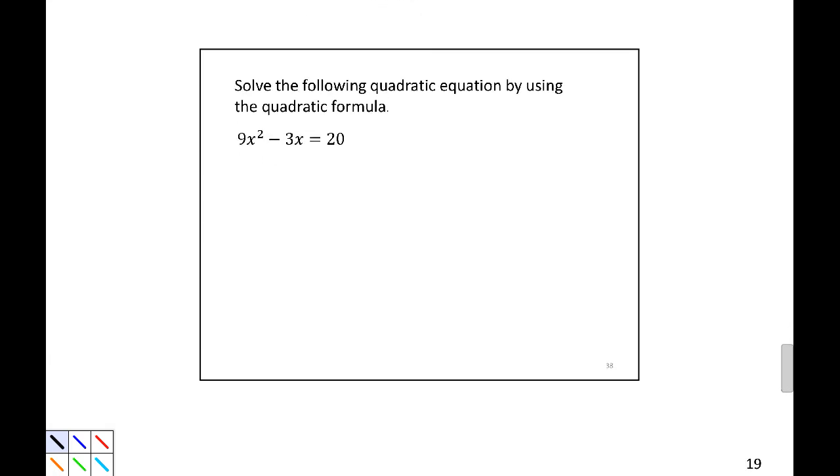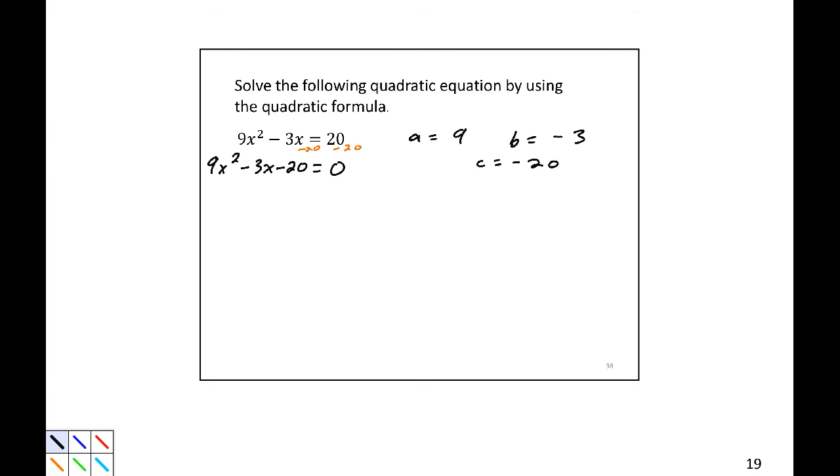Solve the following quadratic equation by using the quadratic formula. First thing we need is it needs to be in standard form with a 0 on the right-hand side. So I'm going to write this as equals 0, and this will be 9x squared minus 3x minus 20. Notice I'm subtracting that 20. I'm moving it to the left-hand side. So we see that a equals 9, b equals negative 3, and c equals negative 20.